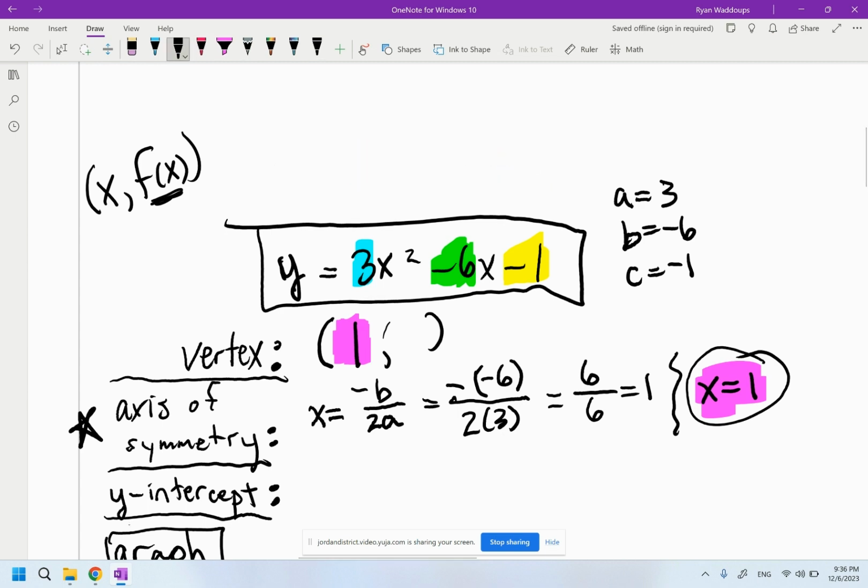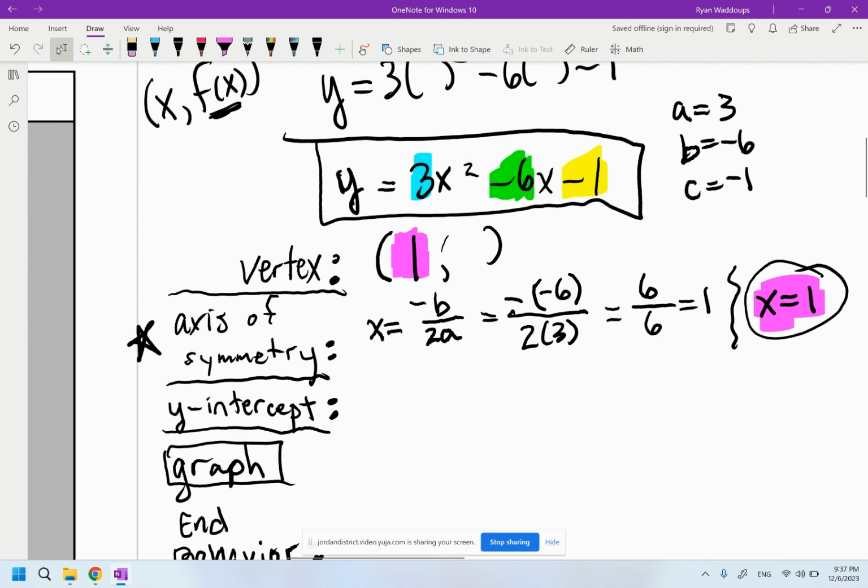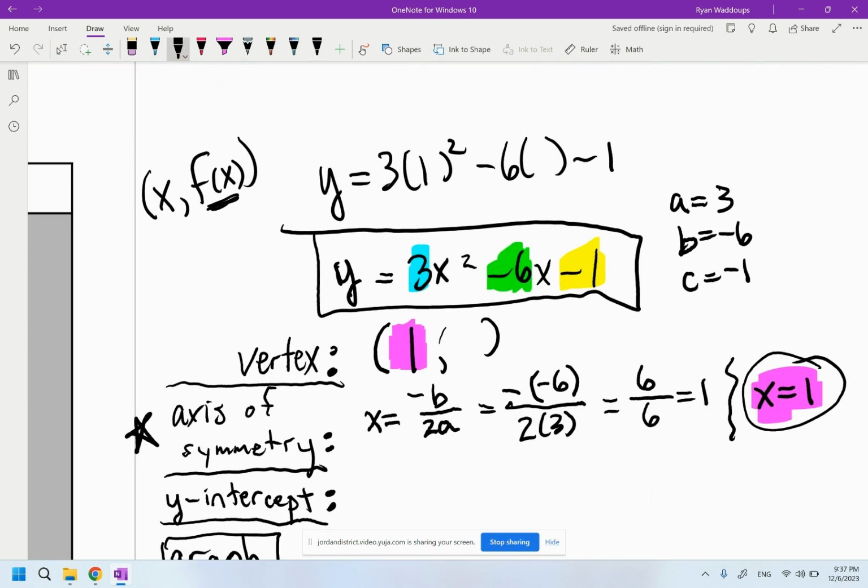I'm going to recopy this as y is equal to 3 times something squared, that's my x squared, minus 6 times something, that's my minus 6 times x, and then I've got minus 1. And what am I going to put here where x was? Well, x is 1, so I'm going to put that value of 1 there, here, and here. And then I just evaluate that.